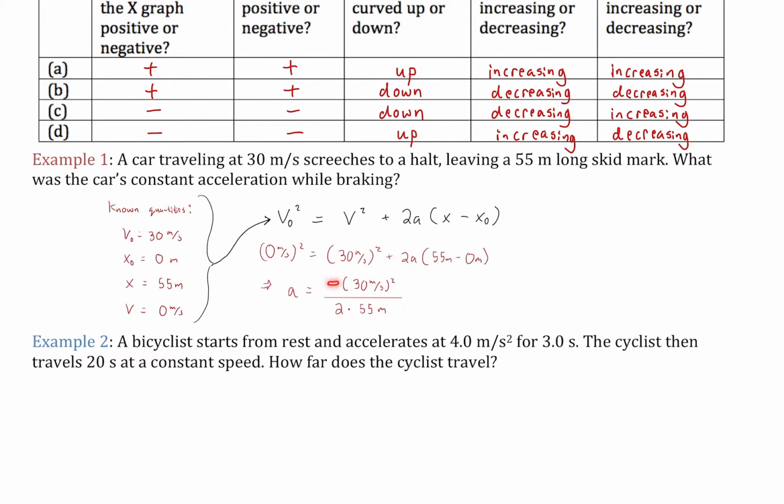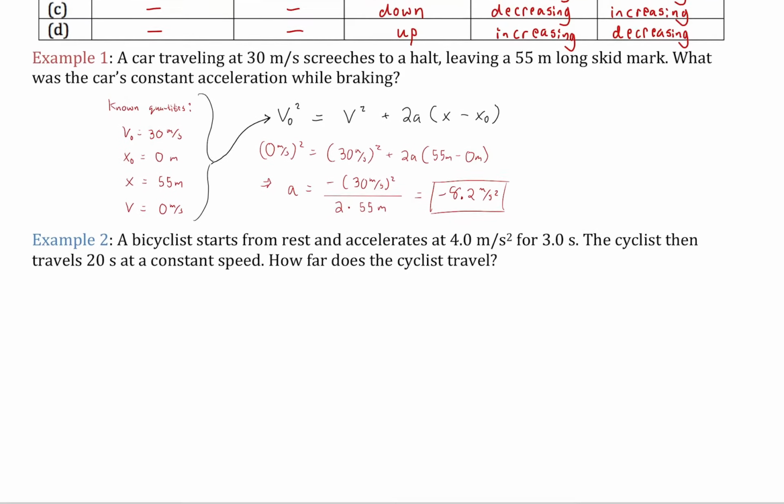And it looks like it's going to be negative. Sure enough, negative 8.2 meters per second squared. 2 sig figs, because that's what I was working with. And it's negative because it's braking. It's opposing the initial velocity. It's in the opposite direction. So if we call left positive, then the braking would be to the right. Hopefully a simple example.